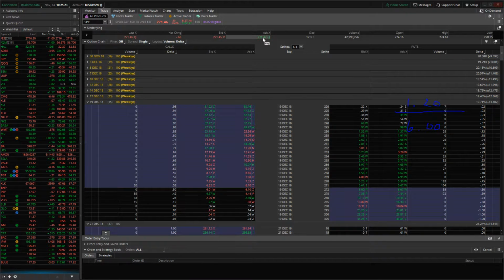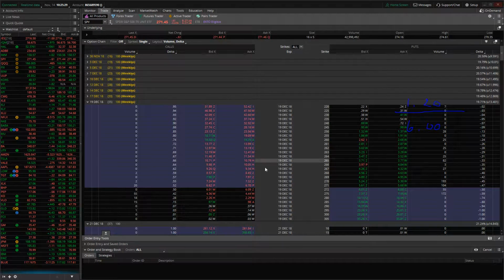What's the real value of my option? If I buy the right to buy this stock at 272 and the stock goes to 277, I can go buy it for 272 and sell it for 277. It's worth $5. You just subtract them. You take the 277, you minus the 272, it's worth $5.